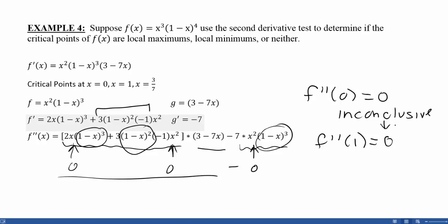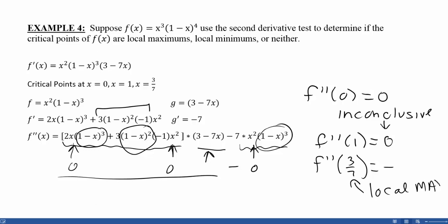However, when I plug in a 3/7 really carefully, this term ends up being 0, which is going to zero out this whole first part. But the second term is not 0. Instead, I'll have 1 minus 3/7, which is positive. Something positive cubed is positive. X squared will be positive. So I have 0 minus something positive, which is going to give me something negative. So when I plug 3/7 in, I do get some sort of answer. I get that my second derivative is negative. And we know that if the second derivative is negative, that means that your critical point is a local maximum.